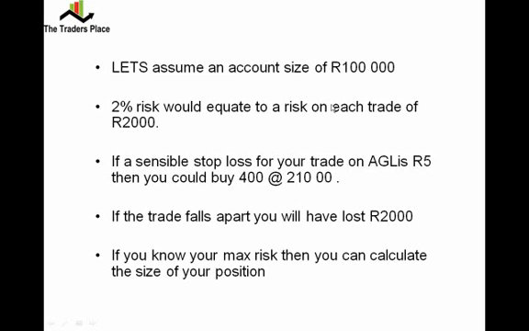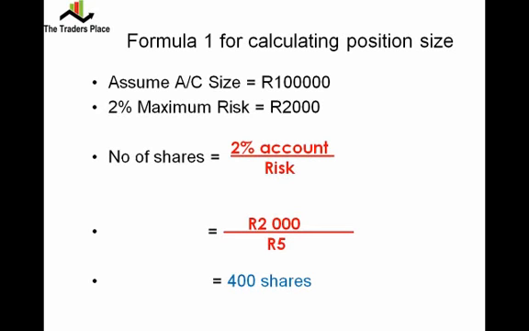Okay, so we used a 210 Rand entry. You could have a 5 Rand stop on that, and the formula to work this out is as follows. Now remember that there are many ways to do this. So this would be the first formula. It's straightforward. Account size is 100,000 Rand. Your 2% risk is 2,000 Rand. To calculate the number of shares is simply 2% of the account divided by the risk, which was 5 Rand a share. So we put 2,000 Rand divided by 5 Rand stop loss equals 400 shares. So in other words, on this particular trade, you can buy 400 Anglo shares.